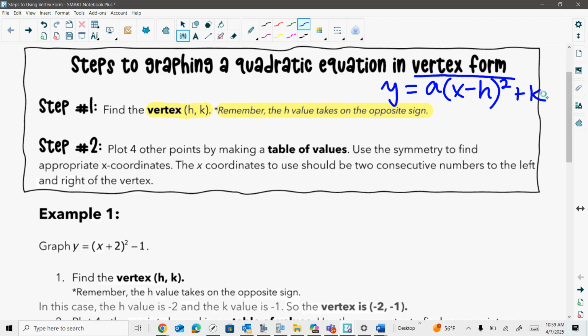Step 2, we've been doing this, but I just need to make sure you understand to use your table of values correctly. So in step 2, you're going to make a table of values using the symmetry. It says right here, the x coordinates you use should be 2 consecutive numbers to the left and to the right of the vertex. When they were referring to the symmetry, that means that the vertex is in the middle of the table.